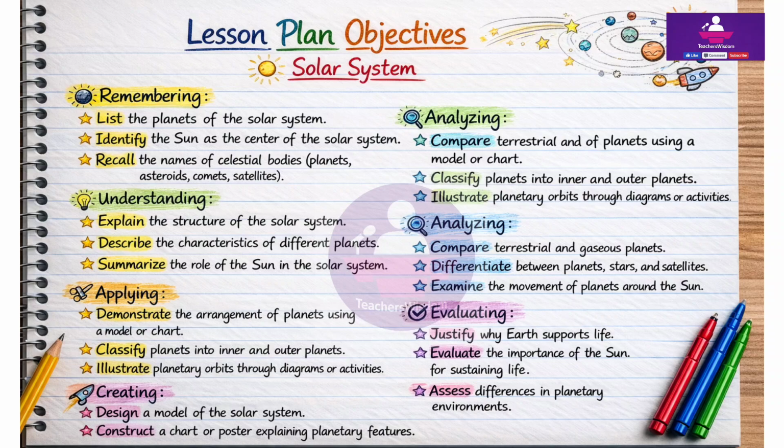I have taken the example of solar system from subject social science. First is remembering. We can take an example like list the planets of the solar system. For understanding, explain the structure of the solar system. For applying, demonstrate the arrangement of planets using a model or chart. Analyzing, classify planets into inner or outer planets. Then evaluating, justify why Earth supports life. And then creating, design a model of the solar system.